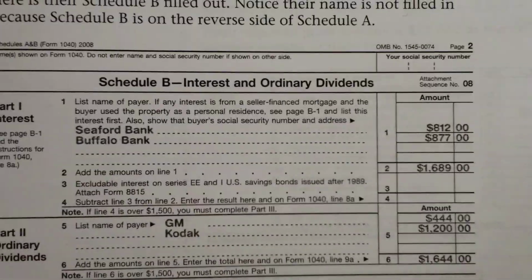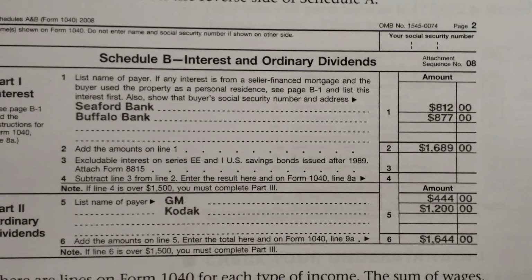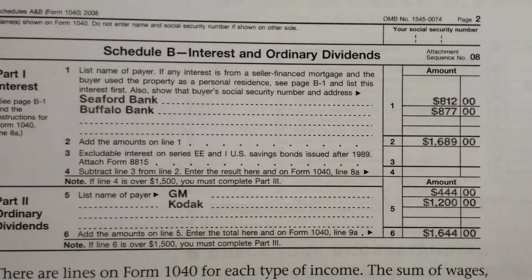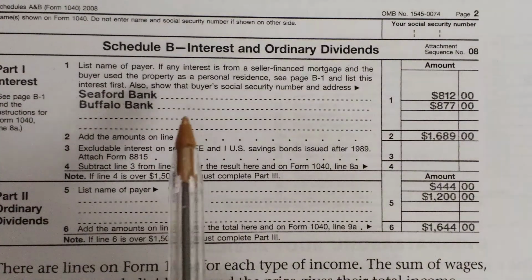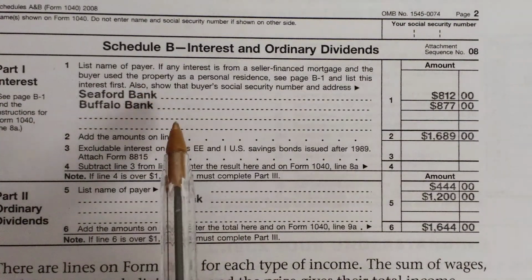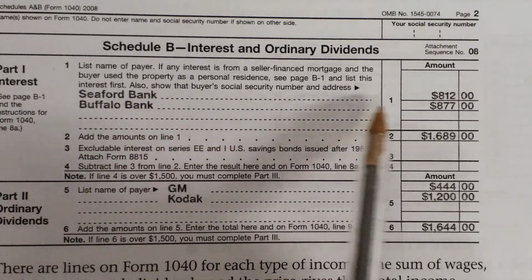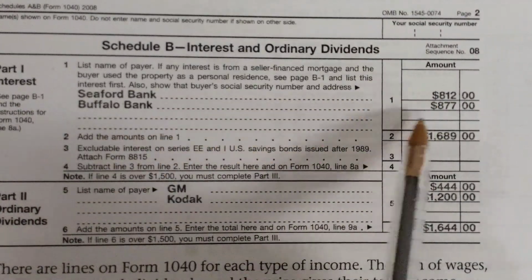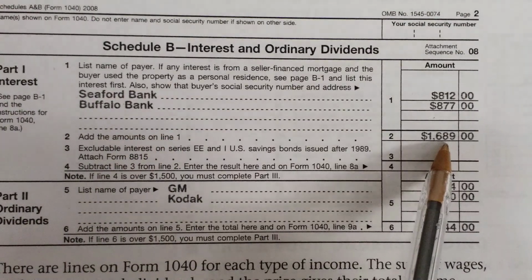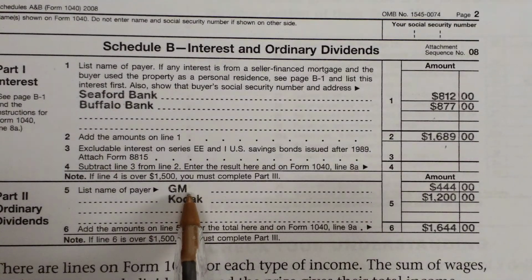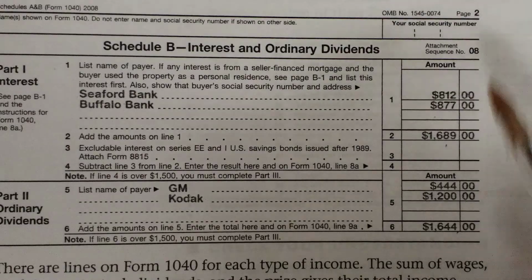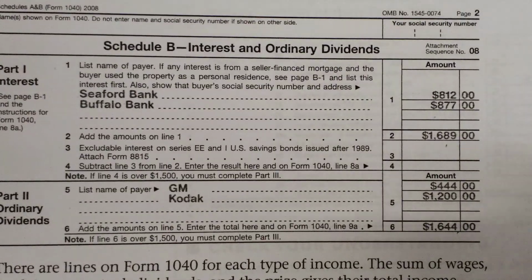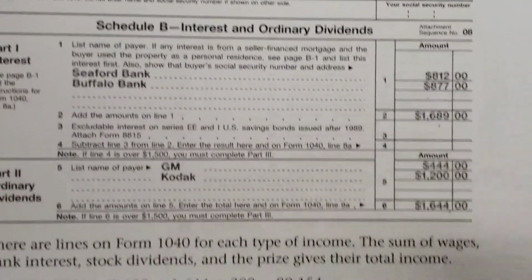So here's what a Schedule B looks like. You can just see it's an itemized list of where they're getting some of their funds from. The first one is interest. So Seaford Bank, they've got $812, and Buffalo Bank this, and there was that total of $1,689. And then the stocks, GM, Kodak, and that totaled that. So this Schedule B has to be attached to their tax return.